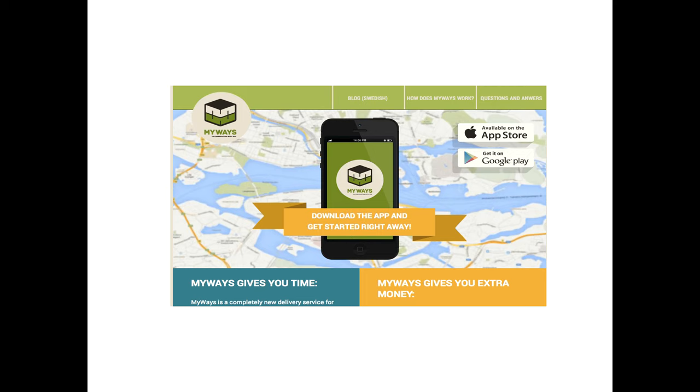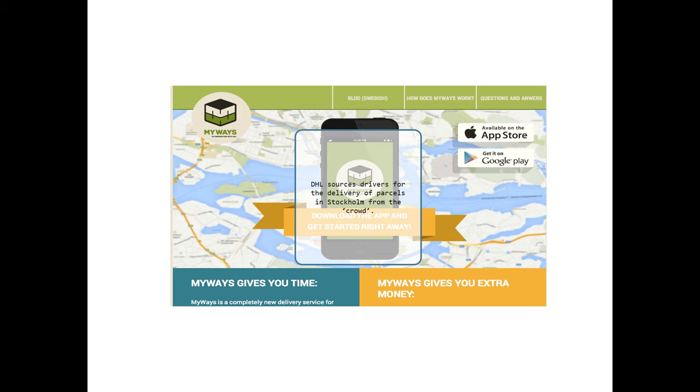A second example is from Sweden, where the Swedish Postal Service started My Ways, which is an app that allows people to pick up deliveries and deliver them on behalf of the Swedish Post to whoever they want. So if you happen to drive from Karlstad to Stockholm or from Stockholm to Jönköping, and you have to go there anyway, and the post has to deliver a couple of parcels, you may as well pick them up and make a few bucks on the side. So outsourcing basically the fact that private people drive between different locations, so the postal service has to deliver the parcel. So DHL in Sweden sources drivers for the delivery of parcels in Stockholm from the crowd instead of going themselves. Now, both of these examples are examples of what we call utilization.